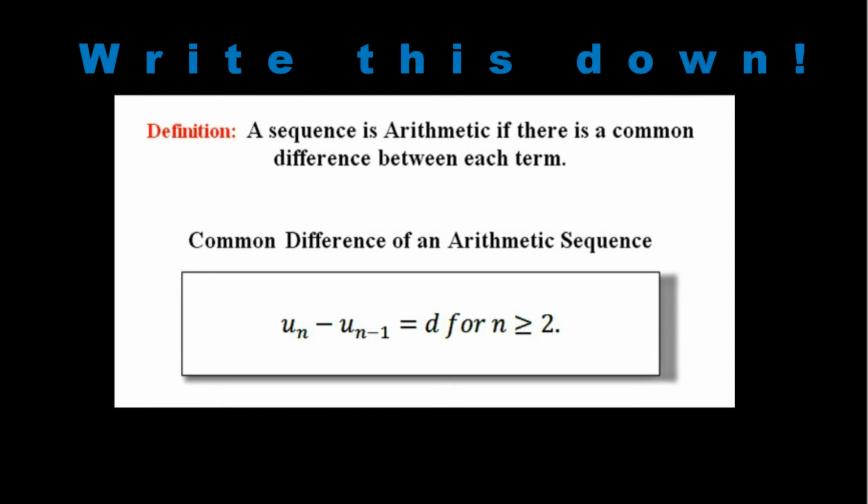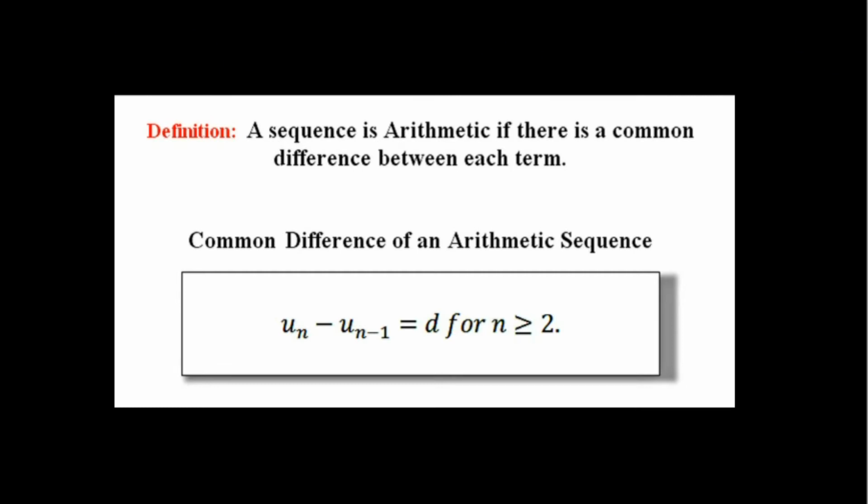A sequence is arithmetic if there's a common difference between each term. In other words, an arithmetic sequence goes from one term to the next by always adding or subtracting the same value. You can identify the common difference, d, by finding the distance between any two terms starting with the second term or higher. And the book writes it this way: u sub n minus u sub n minus 1 is equal to d for all n greater than or equal to 2.